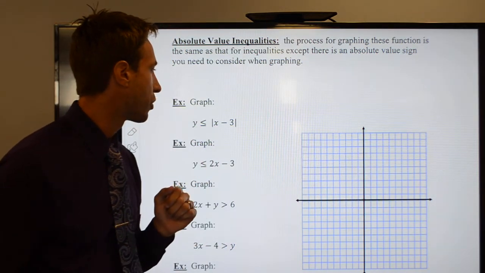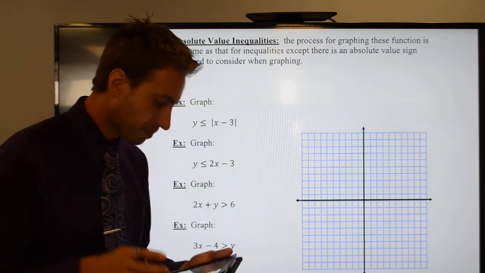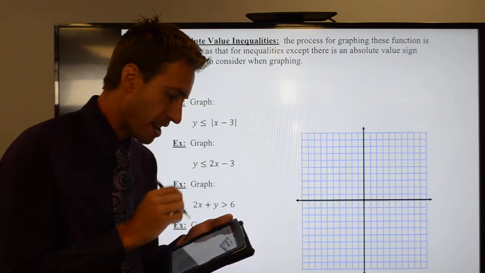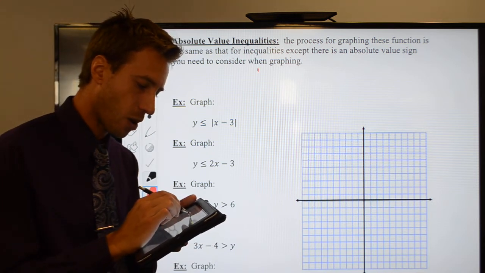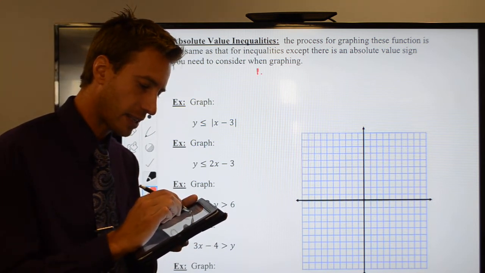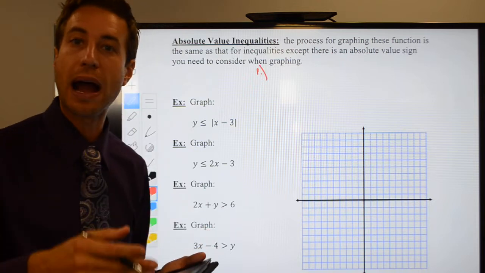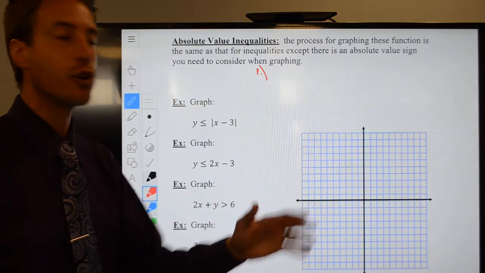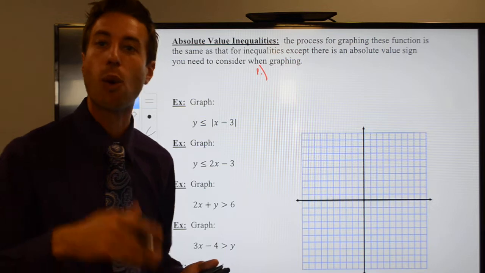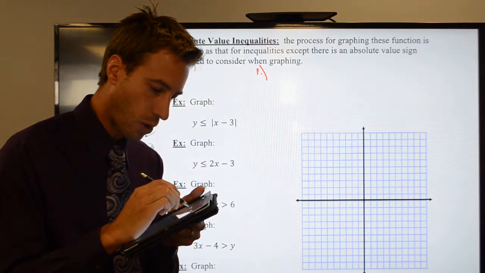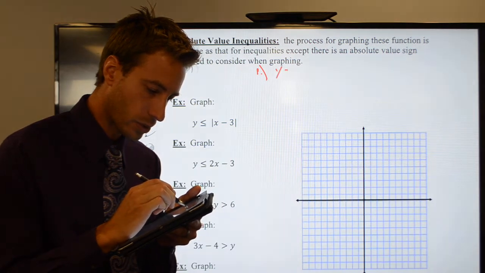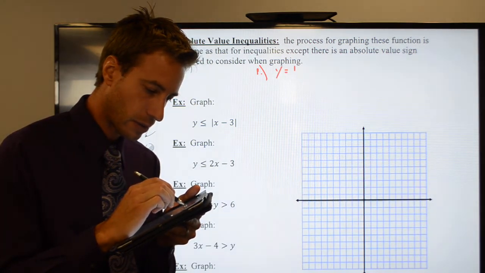Y is less than or equal to the absolute value of x minus 3. Now, we know that in step number one for graphing these inequalities, we graph the equation and ignore the inequality. So I'm going to graph y equals the absolute value of x minus 3.